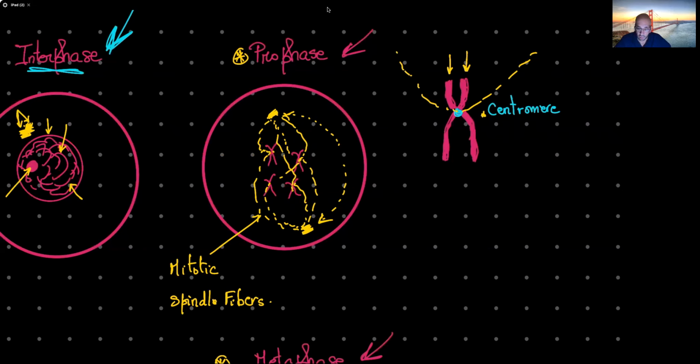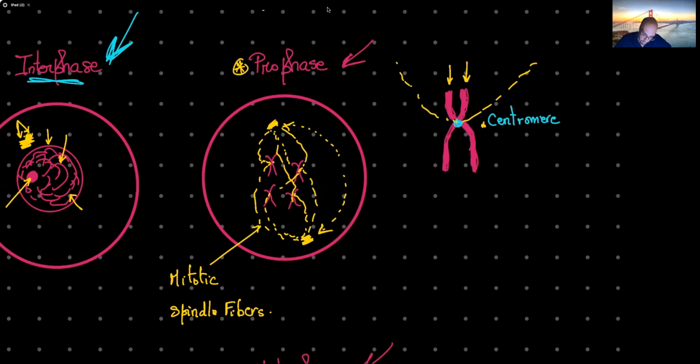The centrioles of the centrosome are going to be moving to the two opposing poles of the cell, as you see here. Those are the centrioles of the centrosome, and they will be forming the mitotic spindle fibers that will be attaching to the chromosomes at the centromere. All this is going to be taking place during prophase.